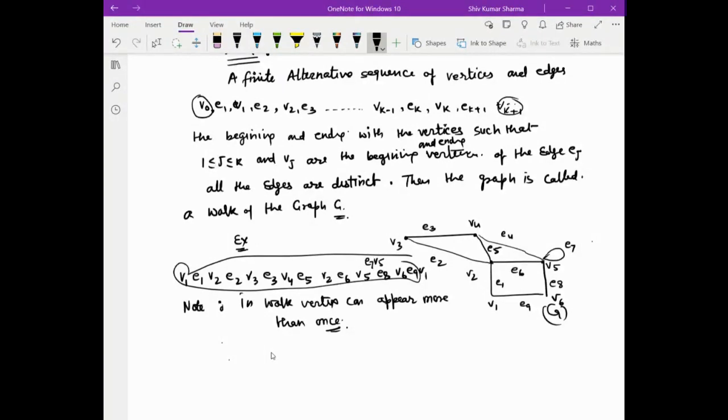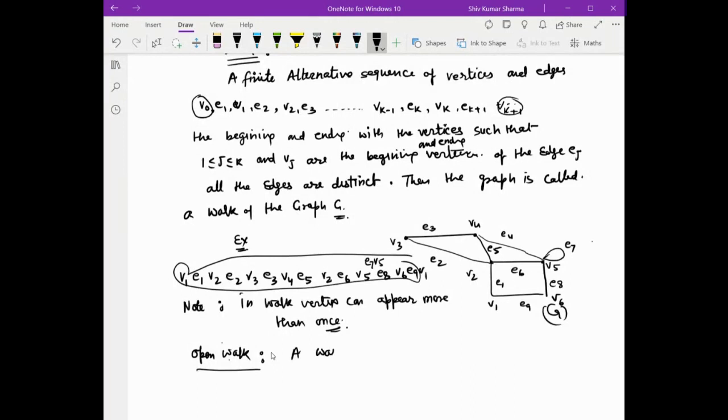Okay. Now we define the open walk, the next part of the walk. As the name suggests, when the initial and ending vertices are distinct, it is known as an open walk. We start with vertex V1 and end at another vertex, V3 or V4. Such a type of walk is known as an open walk.